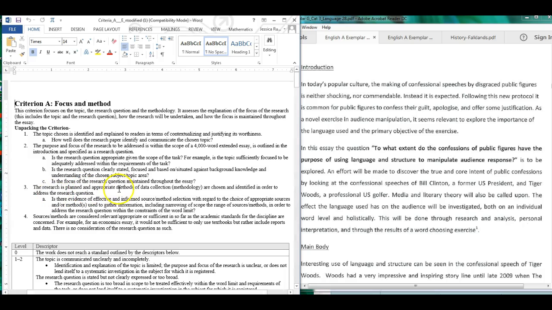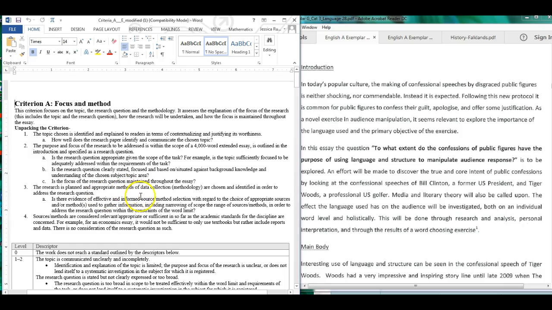The research is planned and appropriate methods of data collection are chosen and identified in order to address the research question. This is where you're going to actually tell me your methodology. How are you going to go about proving this research question?